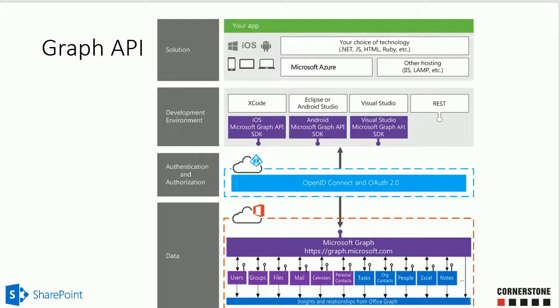Finally, you have the Graph API. This is a development tool. You just need to mention that. And this is an attempt to try to unite a lot of the different APIs. SharePoint and Office 365 has a lot of different APIs.